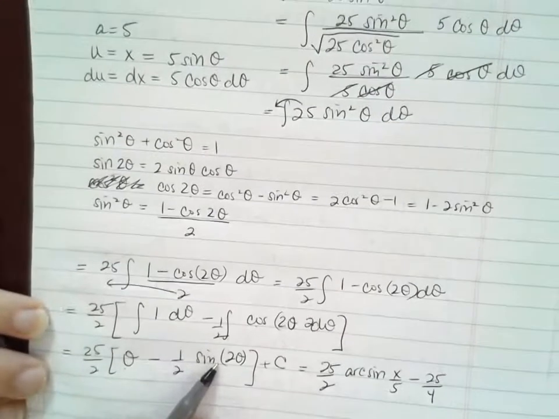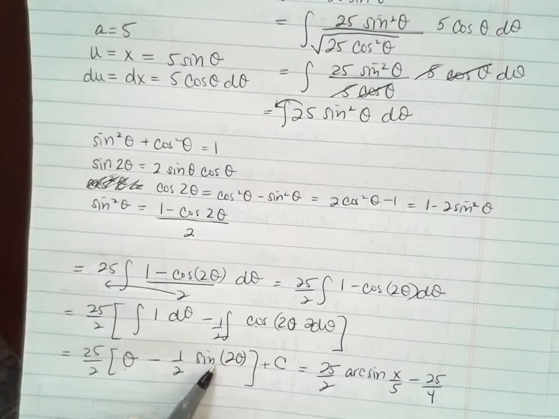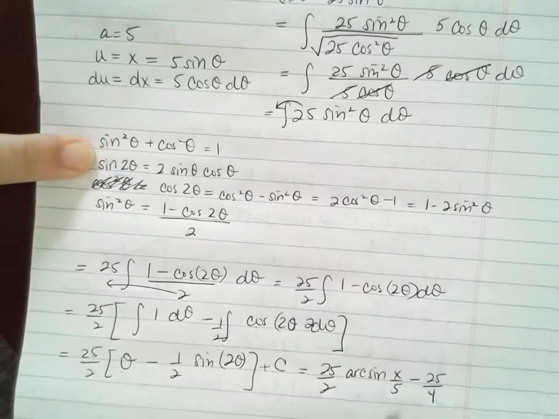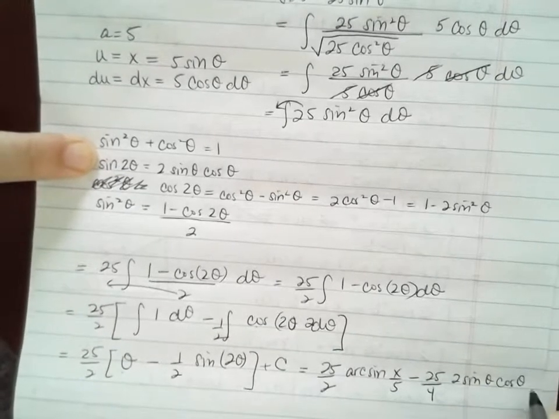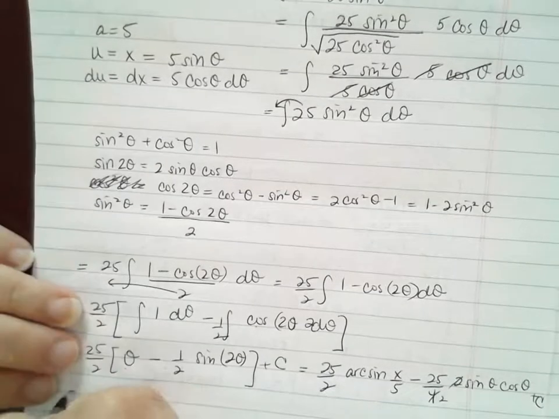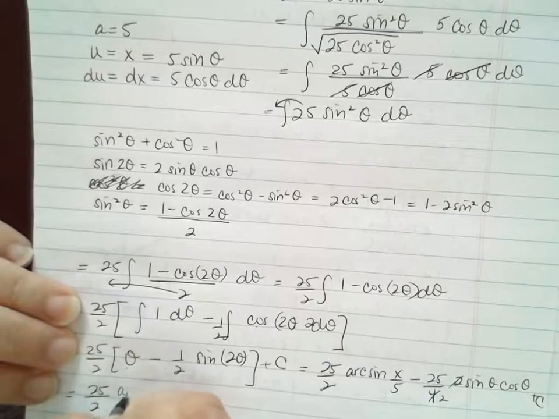Sine 2 theta, right? I can't just leave it like that, so I'm going to bring it back up to this, sine 2 theta, and I get 2 sine theta cosine theta plus c. Clean it up a little bit more. I know I'm kind of taking my time a little bit on this one.